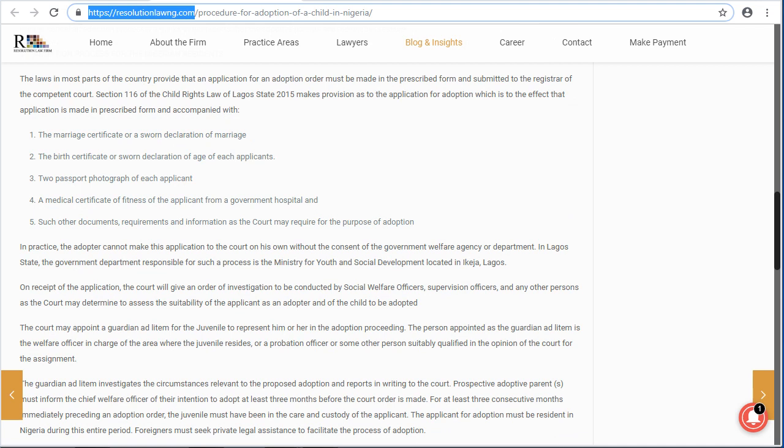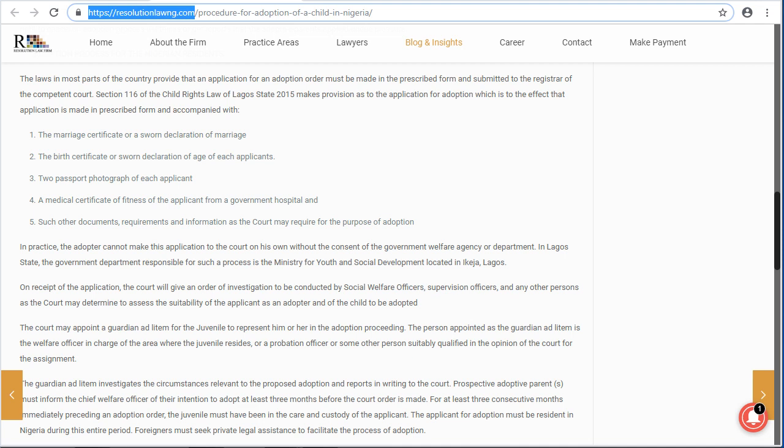Then, in practice, the adopter cannot make this application to the court on his own without the consent of the government welfare agency or department. In Lagos State, for example, the government department responsible for such a process is the Ministry of Youth and Social Development located in Ikeja in Lagos.